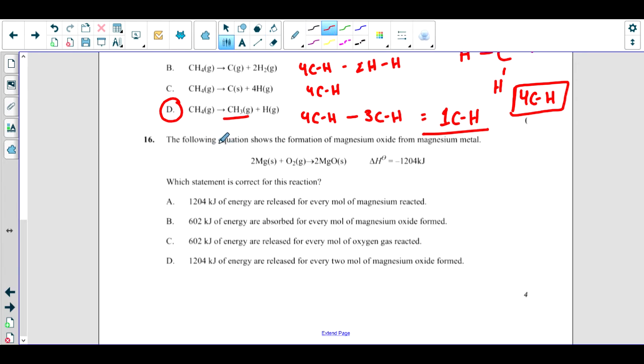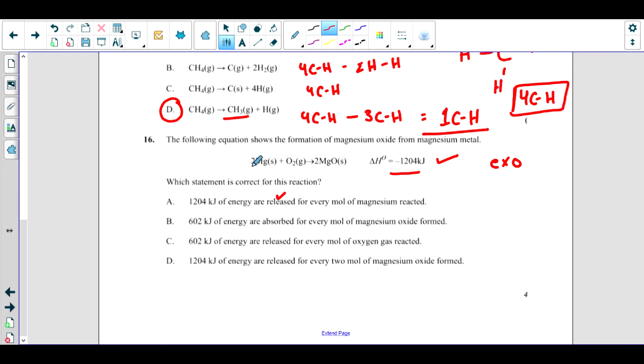Okay. The following equation shows the formation of magnesium oxide from magnesium metal. Okay, we have an equation. The delta H is given. It's negative, so it's an exothermic process. Which statement is correct for the reaction? 1204 kilojoules of energy are released for every mole of magnesium reacted. The total here you see 1204. It's released. That is true that the energy is released.